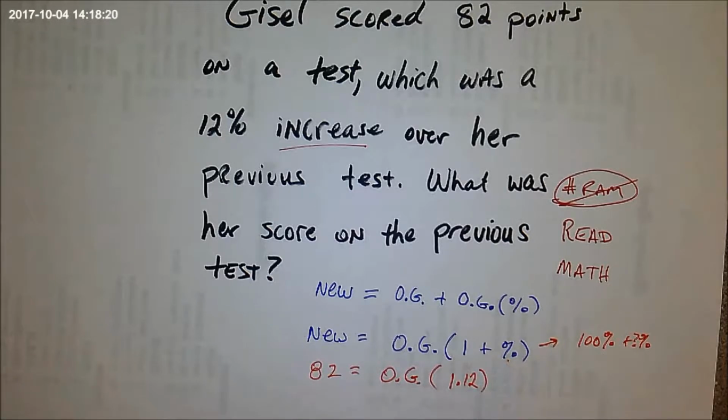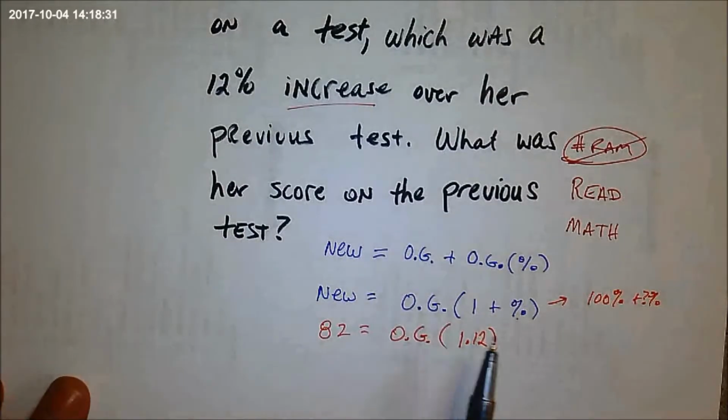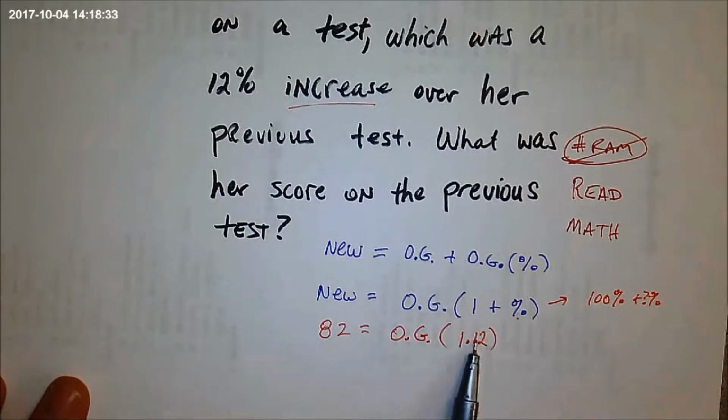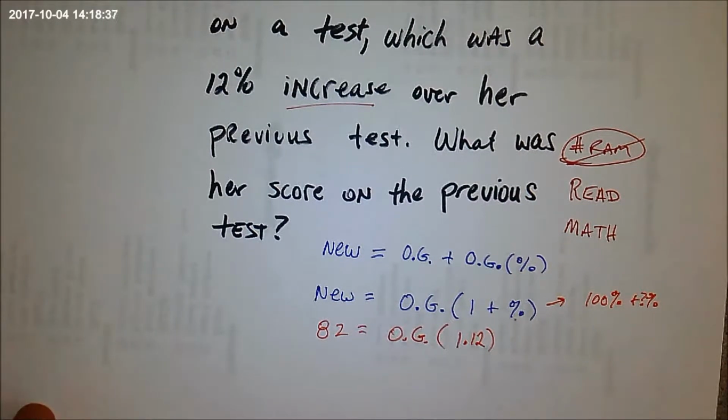Now, Giovanni, I want to make sure this makes sense to you. If we increase by 12%, that means we have everything we started with. We have 100% of what we started with and 12% more. That's it right there. If you increase by 12%, then you have 112% of what you started with.